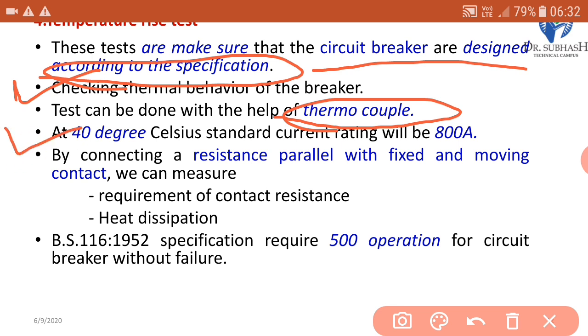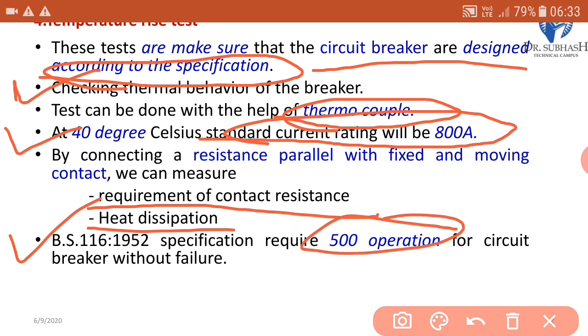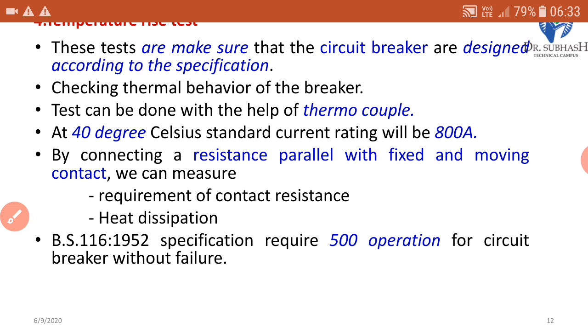At 40 degrees Celsius, the standard current rating will be 800 ampere. By connecting a resistance in parallel with the fixed and moving contact, we can measure the contact resistance and heat dissipation requirement. As per the BS 116 1952 specification, 500 operations are required for a circuit breaker without failure. So here also 500 operations are required for this testing.